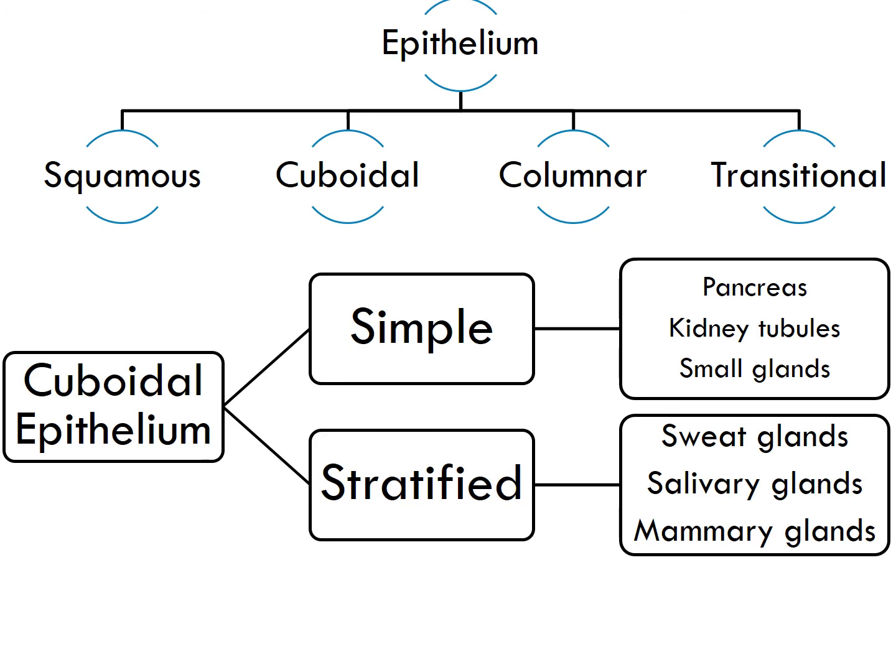Next is cuboidal epithelium. It is again of two types: simple cuboidal epithelium and stratified cuboidal epithelium. Simple cuboidal epithelium is found in the linings of the pancreas, kidney tubules, and some of the small glands. However, stratified cuboidal epithelium is found in the linings of sweat glands, salivary glands, and the mammary glands.